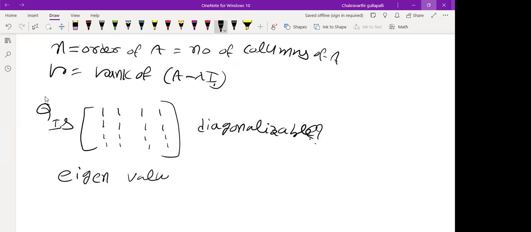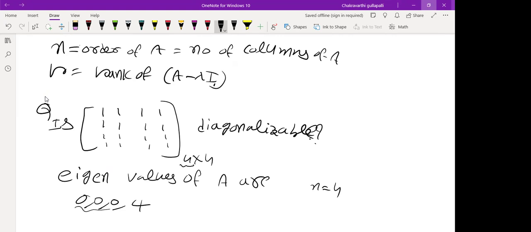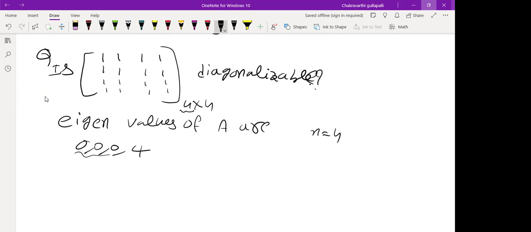Eigenvalues are 0, 0, 0, 4. Let us call this matrix A. How? This is a 4 by 4 matrix, so there is a shortcut. How many zeros should be there? N minus 1, and N is 4. So the fourth eigenvalue is the order of the matrix. Now they are not all different. If they were all different, we would have concluded it is diagonalizable. But 0 is repeating, and 4 is occurring once.